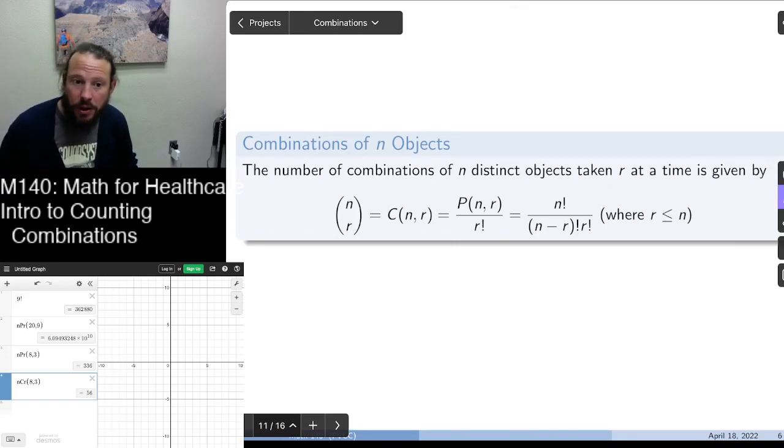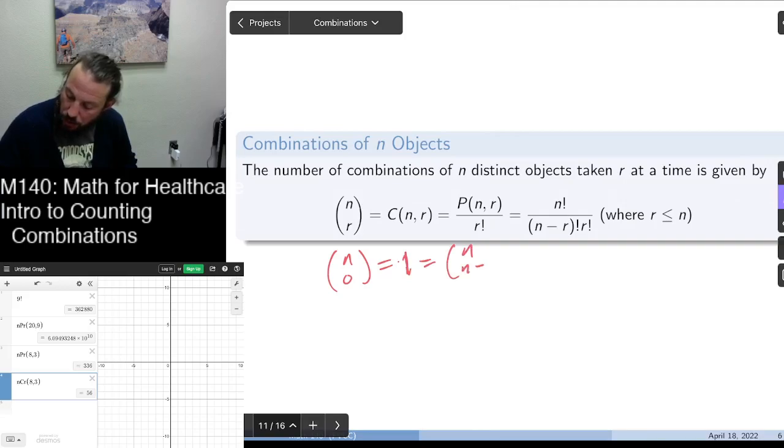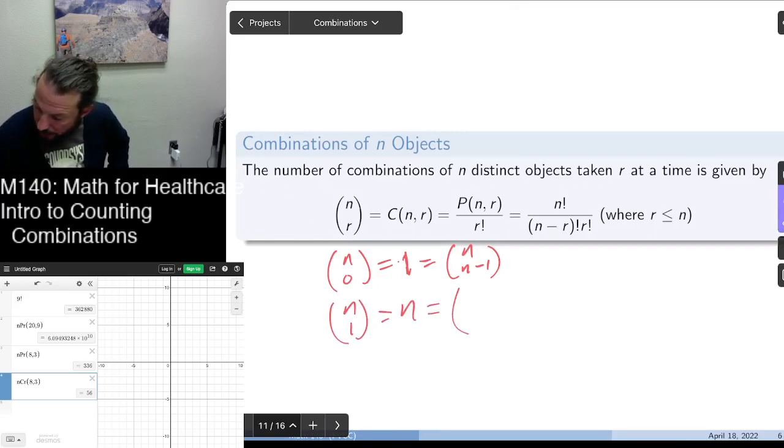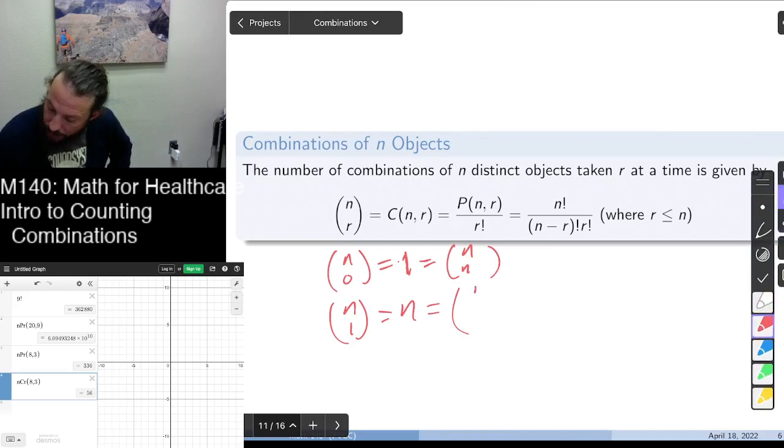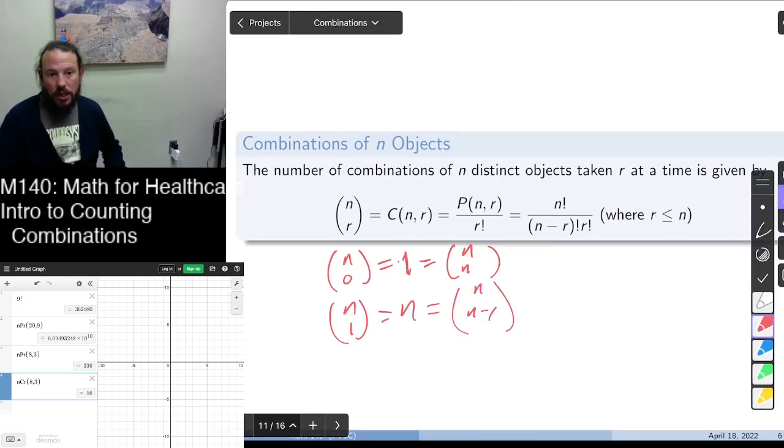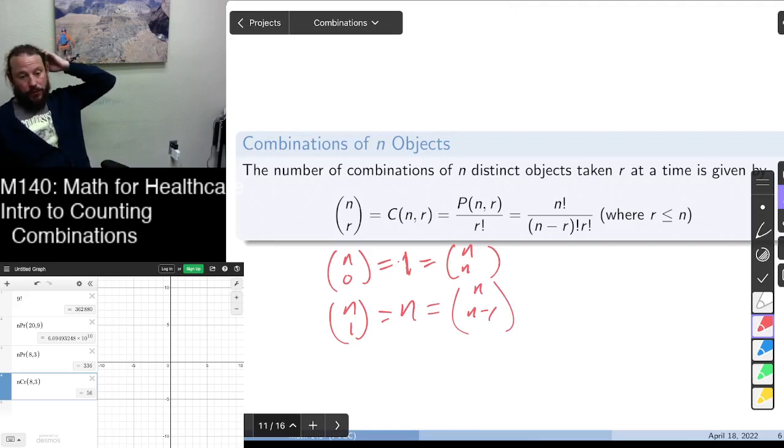And I want to note a couple ones that are maybe nice and easy to not put in Desmos. So n choose 0 always equals 1, which is equal to n choose n. And n choose 1 equals n, which is equal to n choose n minus 1. It's just an easy replacement. You could use Desmos if you want, but when you see n choose 1, writing the number n is much easier.